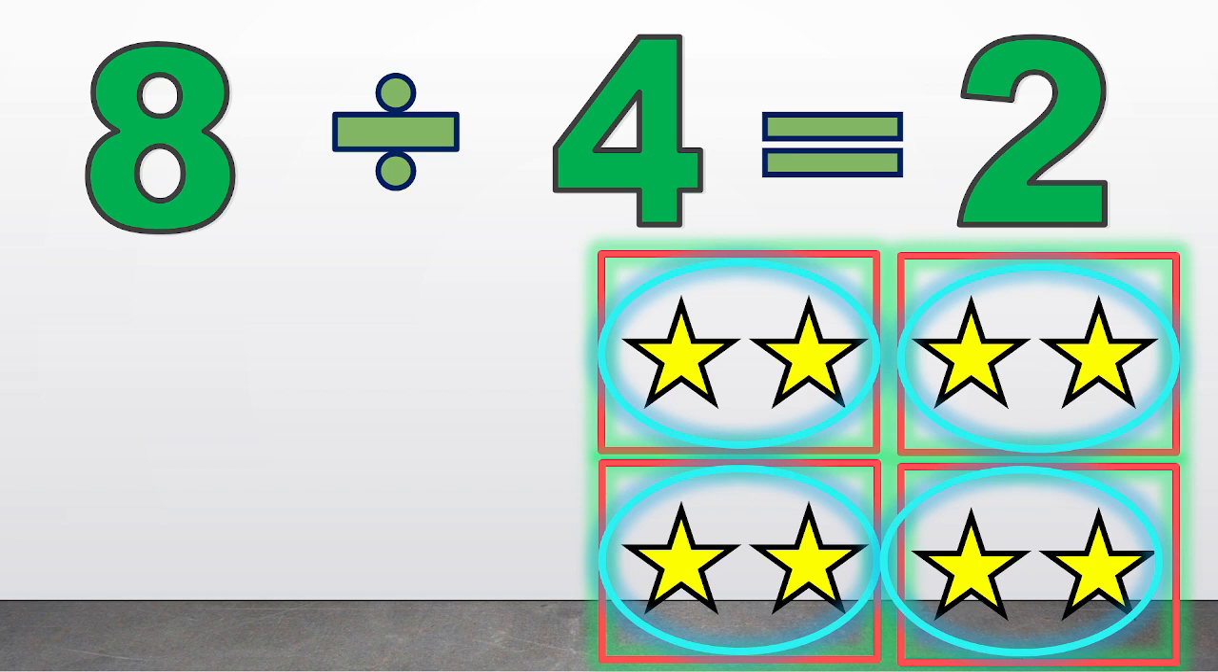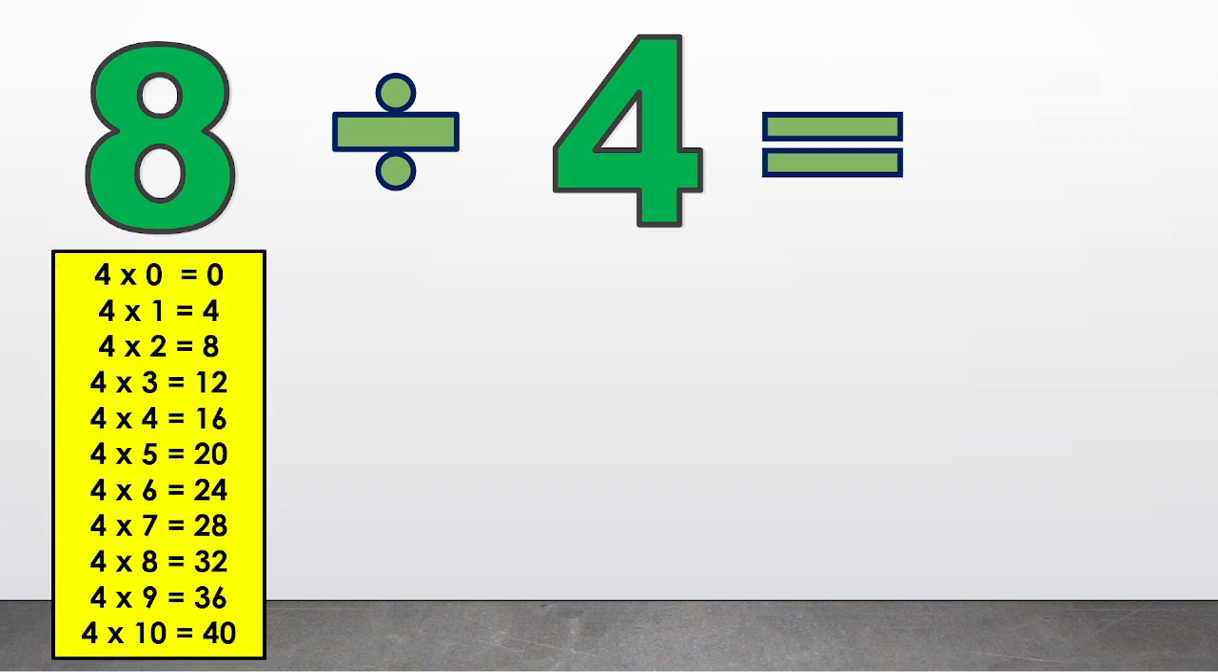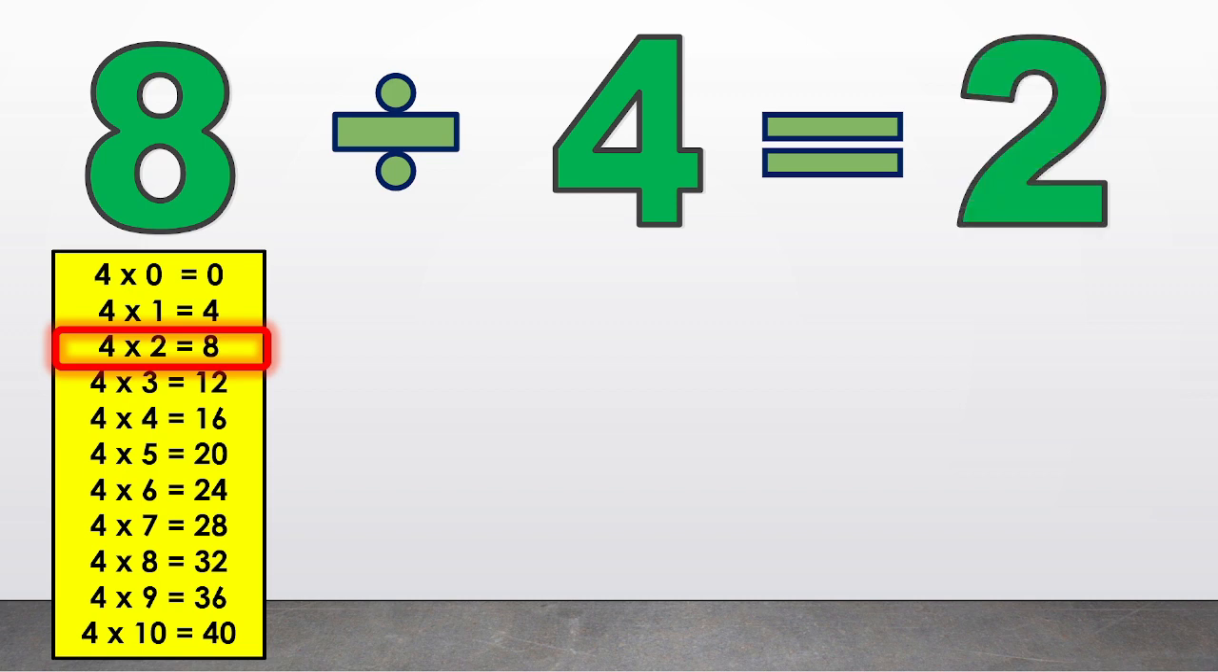Another solution. 8 divided by 4. How many 4 will it take to make 8? We will recall the multiplication table of 4 to help you divide faster. Now, we will use 4 times 2 equals 8. So, 8 divided by 4 equals 2.